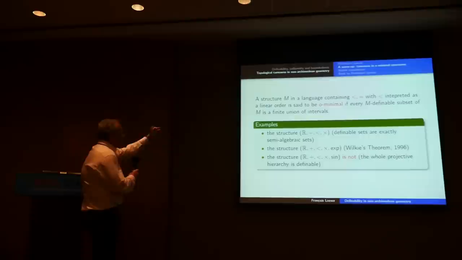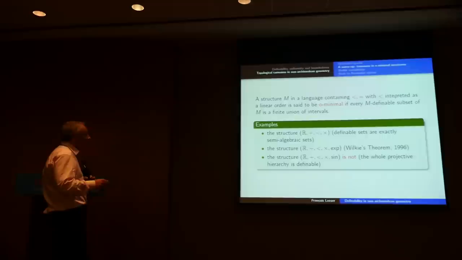And you take a structure which contains an order, a language that contains an order, and you interpret this symbol as a linear order. And this structure will be said to be o-minimal if every definable set with coefficients in M, here's the key point, is that you consider not arbitrary Cartesian powers of M, but just one-dimensional M, okay?